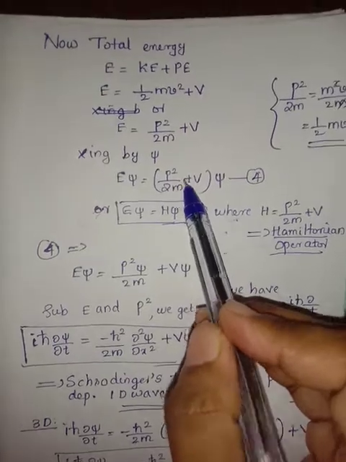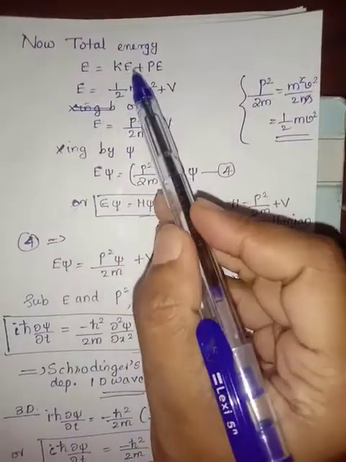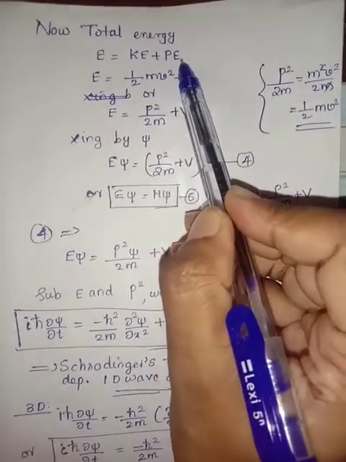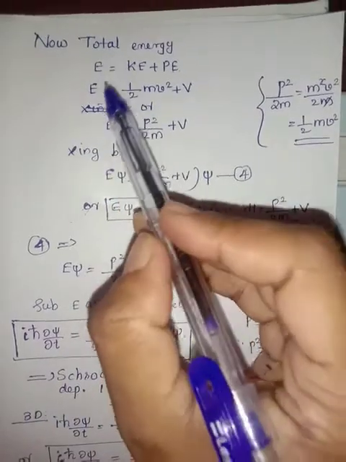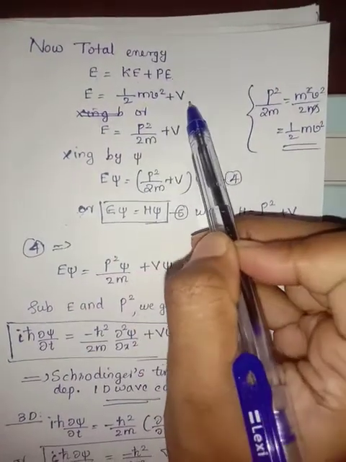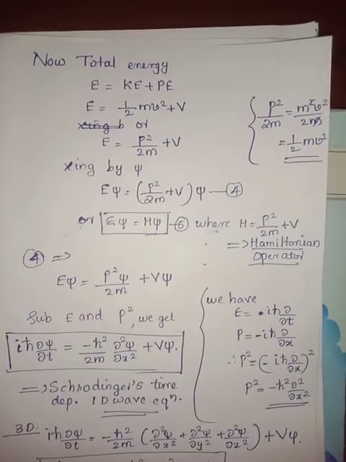As the next step, we are going to write the total energy. Total energy is equal to kinetic energy plus potential energy. So kinetic energy plus potential energy will be our total energy E. That is, E is equal to half mv square plus capital V. Kinetic energy is half mv square and potential energy is equal to capital V.